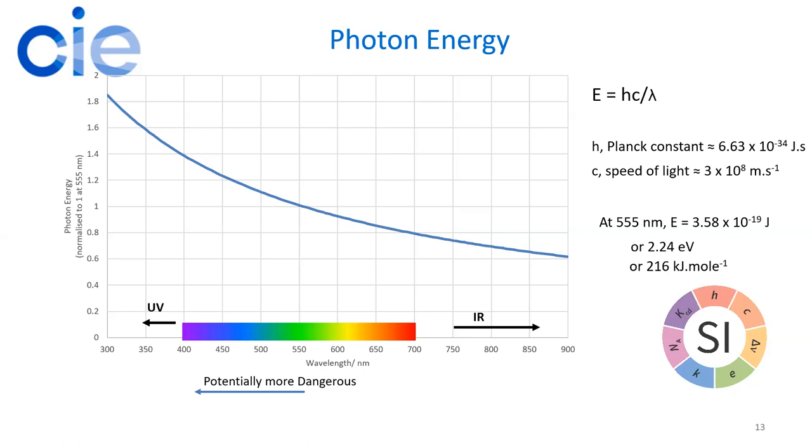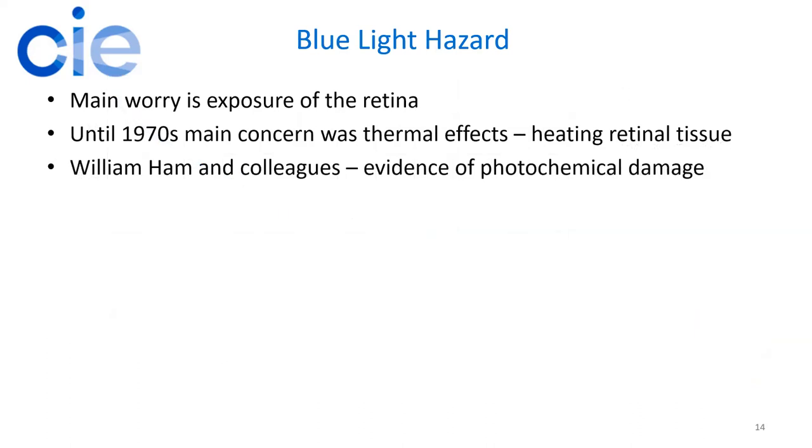So as we go down in wavelength, our energy is going up, and that's important in terms of photochemical processes. Our main worry is exposure of the retina of the eye, because our light is transmitting through the front surfaces of the eye to the retina. And up until really the 1970s, the main concern was about thermal effects: energy coming in from optical radiation, heating up the retinal tissue to such a level that you get damage to that tissue.